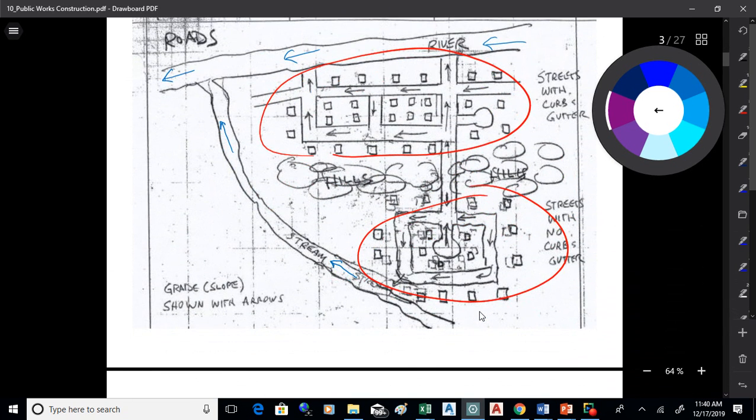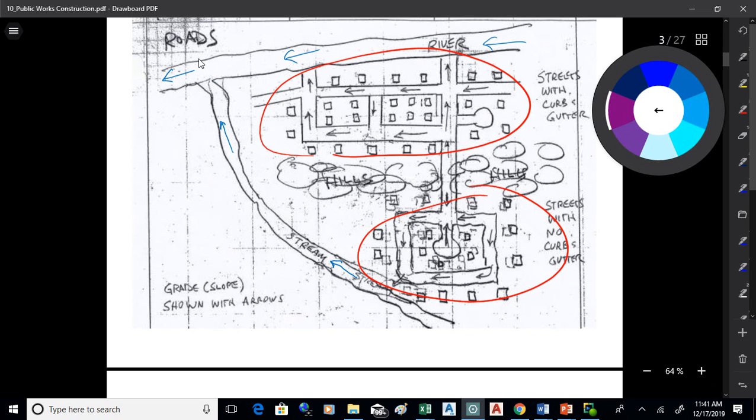So let's have a look at the map that's in one of the first pages of your packet. I've got it on page 3. So it's around there. So what we have here is just a real simple sketch of a city. It's on a river there. You see the flow of the river to the left or the west.